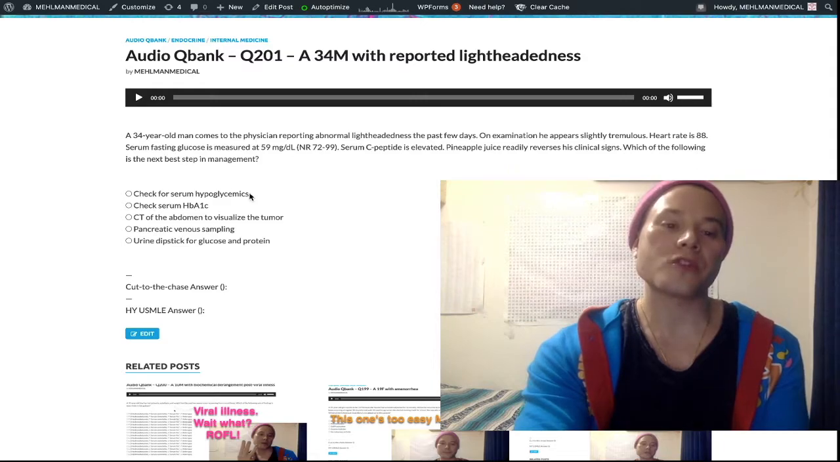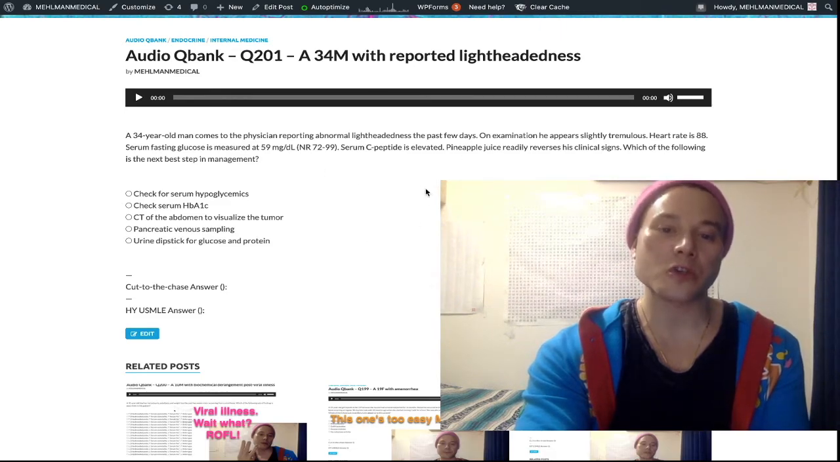So you have to check for serum sulfonylurea levels or serum hypoglycemic levels before you jump on doing a CT of the abdomen, which will give the patient 8 years of background radiation. So it's actually do no harm, non-maleficence. You don't want to do harm to the patient. So this is a gotcha question. Really easy if you've seen this question before.